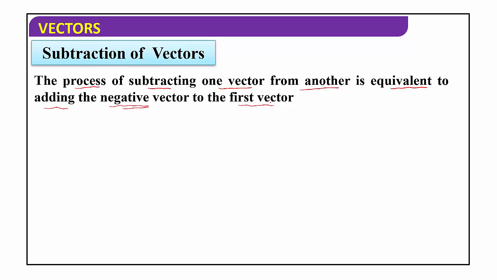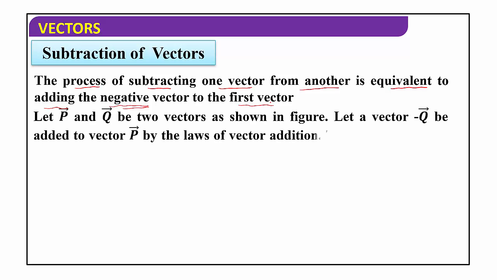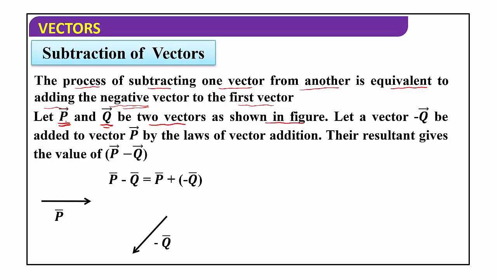So you can understand this definition by observing this diagram. Here I am going to consider two vectors p and q. Observe this diagram here. Let vector p and vector q be the two vectors as shown in the figure. Let a vector minus q be added to vector p. We are going to add vector minus q to the vector p. Yes, it is given here according to the definition, adding negative vector to the first vector.